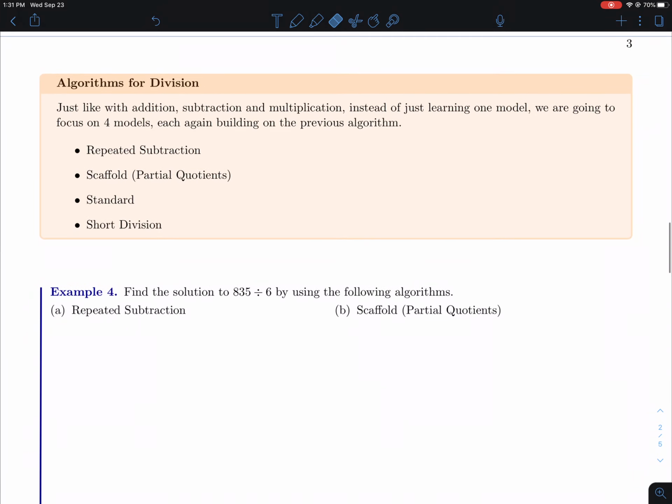Now let's look at division. So for division, there's only 4 possible things that we're going to look at. We're going to look at what's called repeated subtraction. So again, it's kind of the opposite of repeated addition. Scaffolding, which is pretty close to the standard division, but you'll see it kind of organizes things in a nice way. So we'll look at that. Standard is just probably what you're used to when it comes to division. And then short division is sort of a weird thing, but I'll show you how to do it anyway. I don't know how often you'd ever use it, but it's interesting.